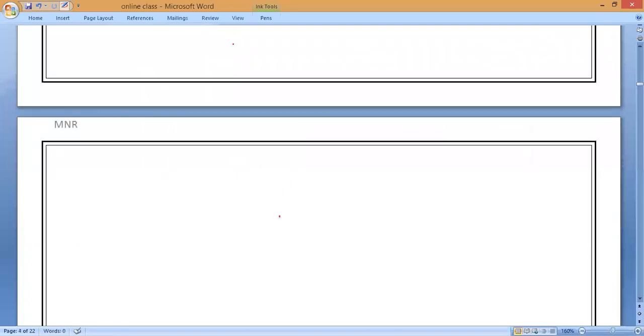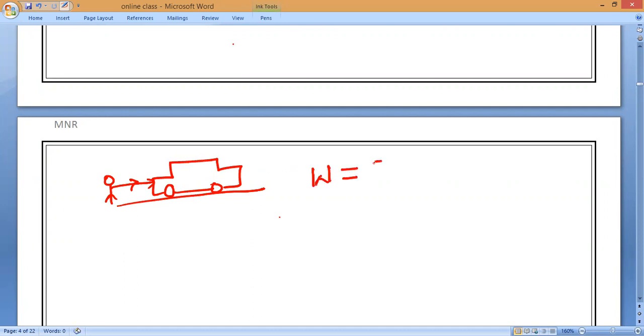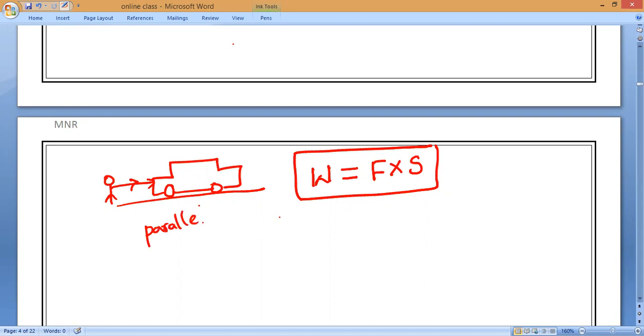If you notice very carefully, if this is the car and I want to see the displacement in this car, I need to apply the force exactly parallel to the surface. This is the surface, and I have to apply the force parallel to it. Then work done is equal to force into displacement. This is the formula to calculate the amount of work done when the force is applied parallel to the surface.